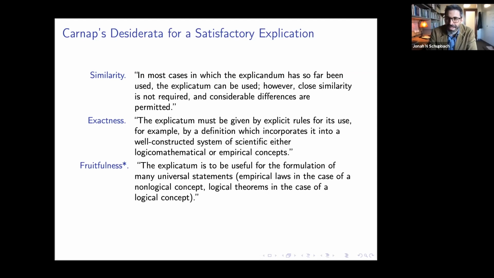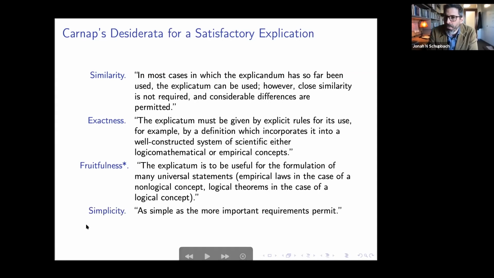I think he understands that this is not an analysis of what we mean by fruitfulness generally, but he's rather explicating fruitfulness. By fruitfulness, he has in mind very specifically and precisely that the explicatum is to be useful for the formulation of generalities, for theorems or laws. More on that in a bit.